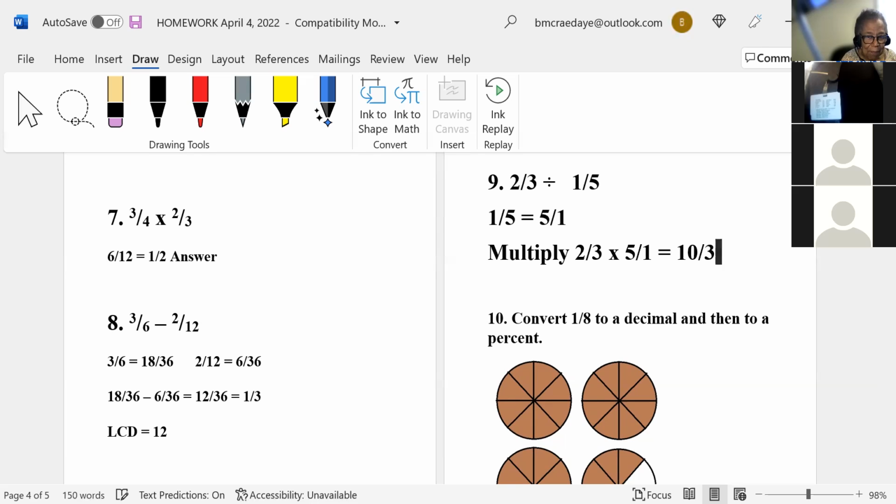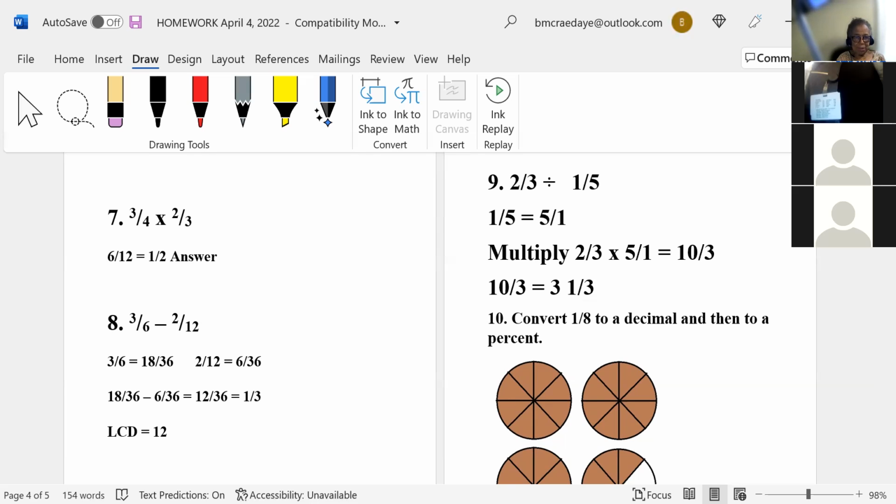And that's an improper fraction. What would that be as a mixed number? Maureen, 10 over 3 would be what as a mixed number? 3 and 1/3. That's right. 3 times 3 is 9 with 1 remainder. So 3 and 1/3. Okay.